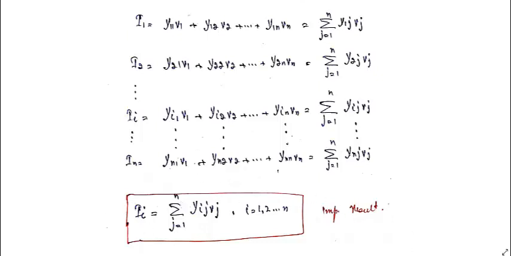This is the generalized equation for an n bus system where Ii is represented by this. This is an important result. Okay, I will stop here and I will start the next important thing in the next class.